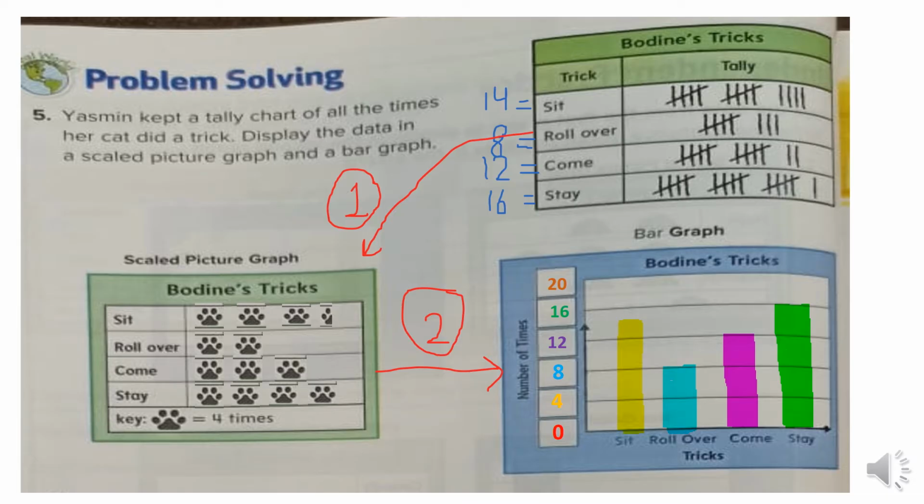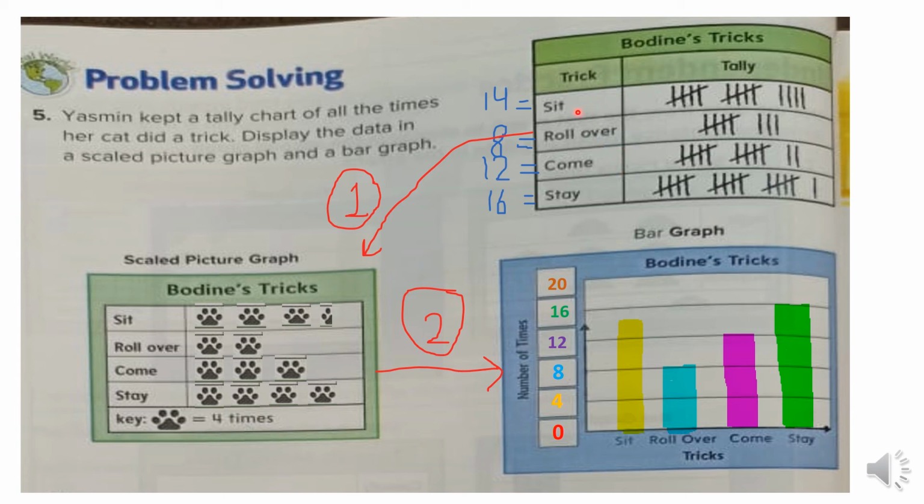Now, let's solve the last exercise together. Yasmin kept a tally chart of all the times her cat did a trick. Display the data in a scaled picture graph and a bar graph. So here in this example, the tally chart will be given. I need to convert first this tally chart into the picture graph. Then second, I will convert the picture graph into the bar graph. So let's start first by converting the tally chart into the picture graph.